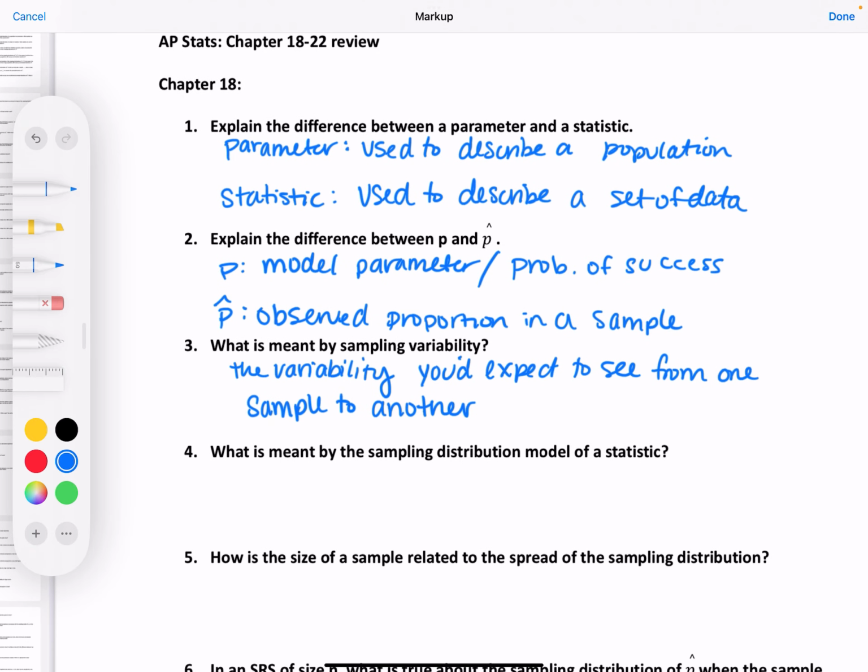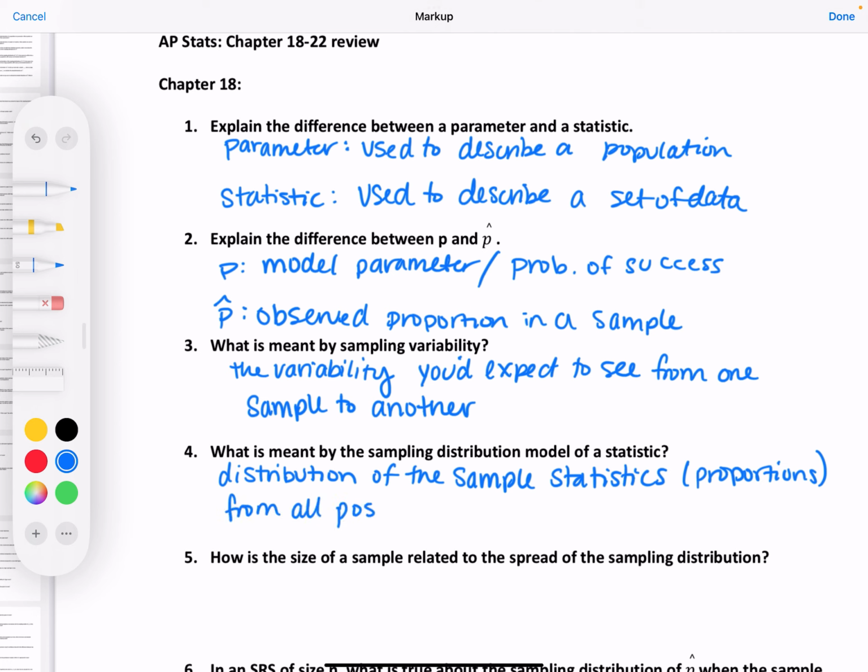What is meant by the sampling distribution model of a statistic? This is the distribution of the sample statistics or proportions from all possible random samples. And you'll need to highlight 3 and 4.